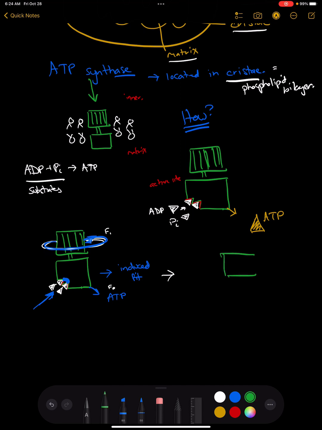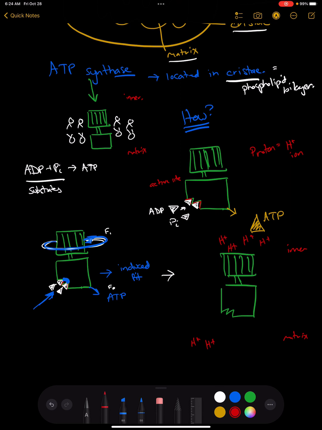All right, so let's draw our picture again. So there's our F1, and then here's my F0. All right, how I get this guy to spin is actually by protons. And protons, let's write it out here somewhere. A proton is just a fancy word for a hydrogen ion, right? So I have these protons here. Out here is the inner membrane space, and this down here is the matrix. So I have these protons, and maybe I only have 1 or 2 over here.